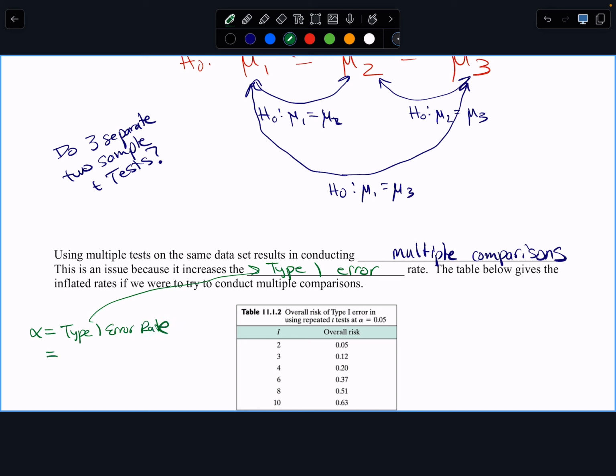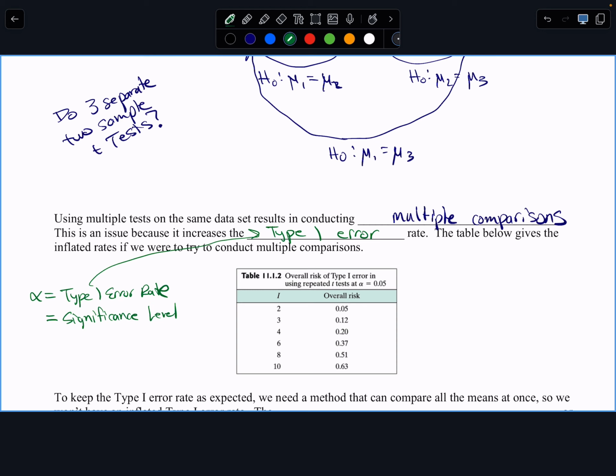We also call that our significance level. And we also said that it is a probability, right? It's the probability of rejecting the null when we actually shouldn't. That means the null hypothesis is true. All right? So when we conduct multiple t-tests up here, this type 1 error rate that we as the researcher get to set gets inflated. It's actually bigger than what we state.